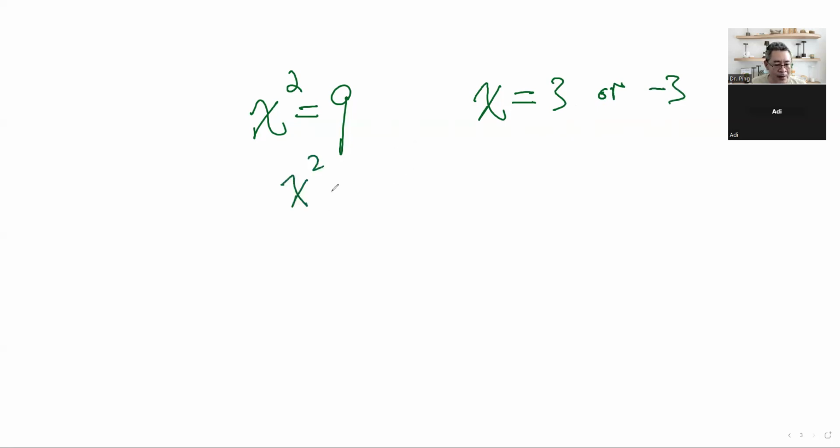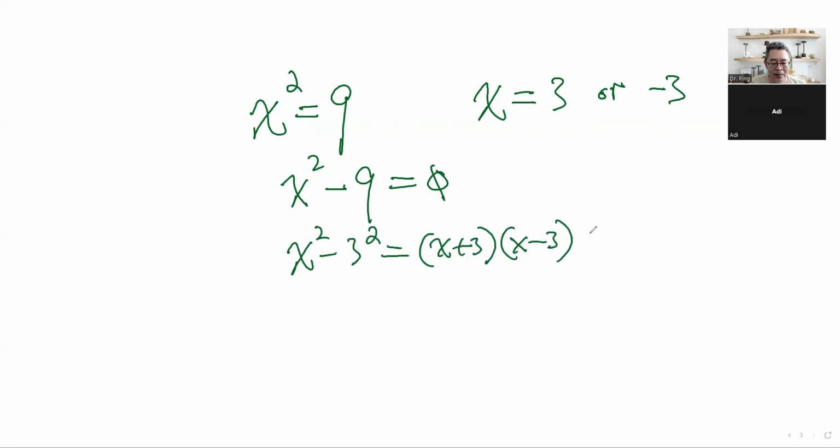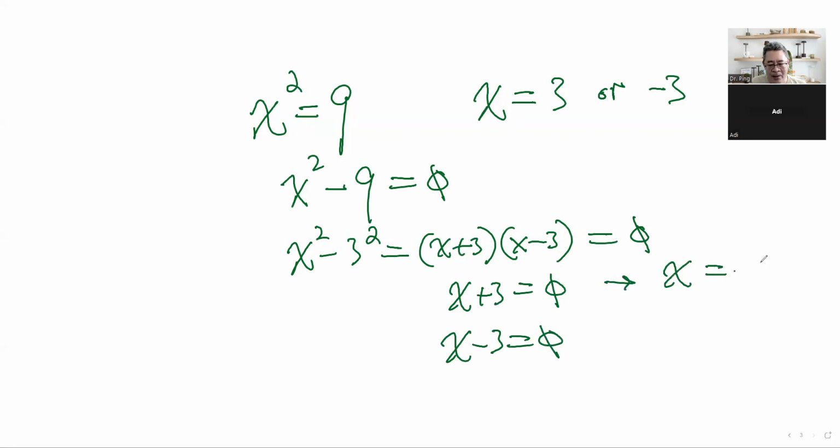We have x squared minus 9 equal to 0, and it's x squared minus 3 squared, and that is x plus 3 and x minus 3. That equal to 0, so we know either x plus 3 equal to 0 or x minus 3 equal to 0. So therefore, this gave us x equal to -3, and this gave us x equal to 3. So we got that. Good.